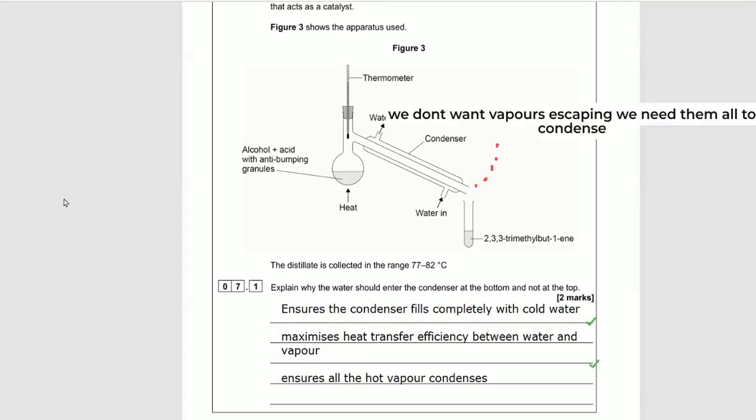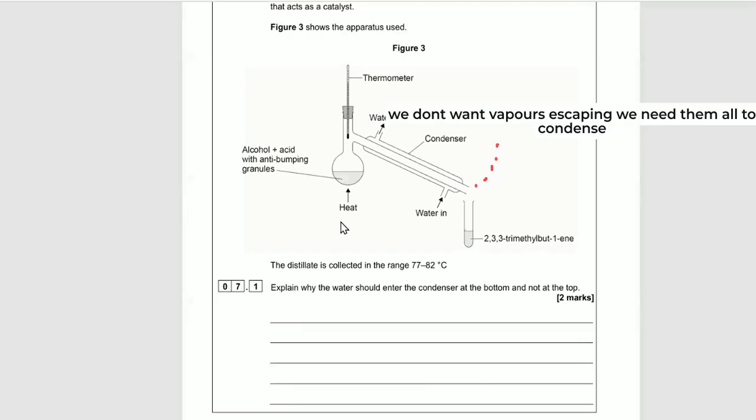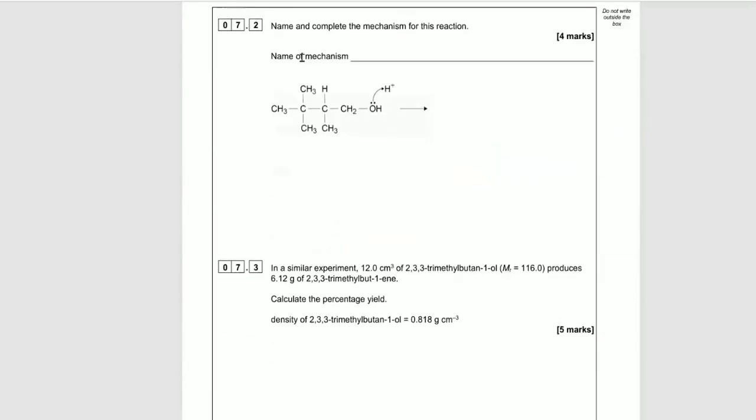Also, the water filling in from the bottom ensures that the condenser completely fills with water, because it pushes the water all the way up to the top. So we want to say it ensures the condenser fills completely with water. Maximizing the efficiency of heat transfer between the water and the vapor is another mark. And this ensures that all of the vapor condenses. Now, why do we want that? We don't want any of the vapor not to condense and to escape, because then we won't get all of our product.